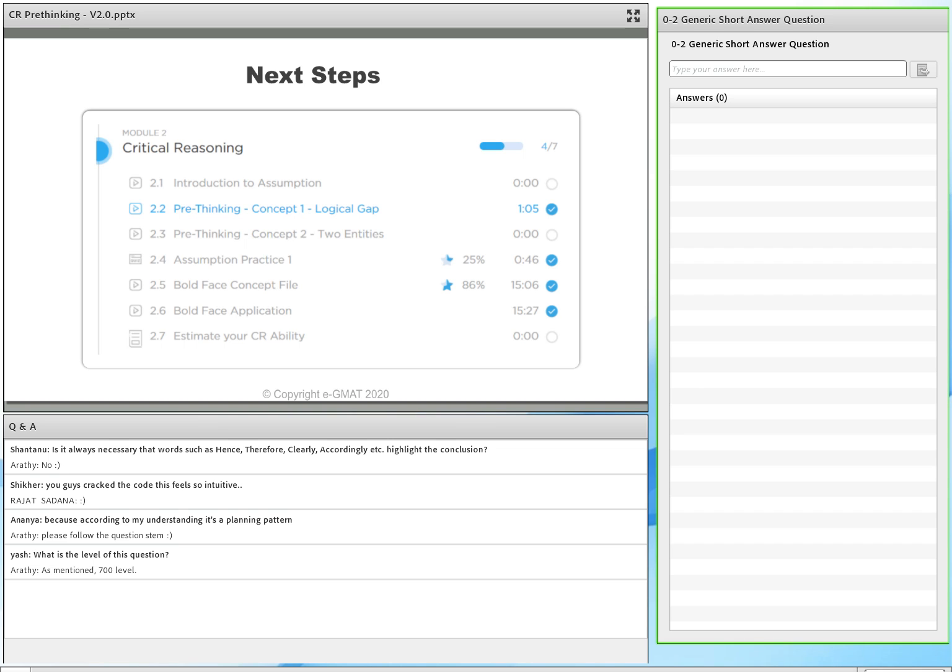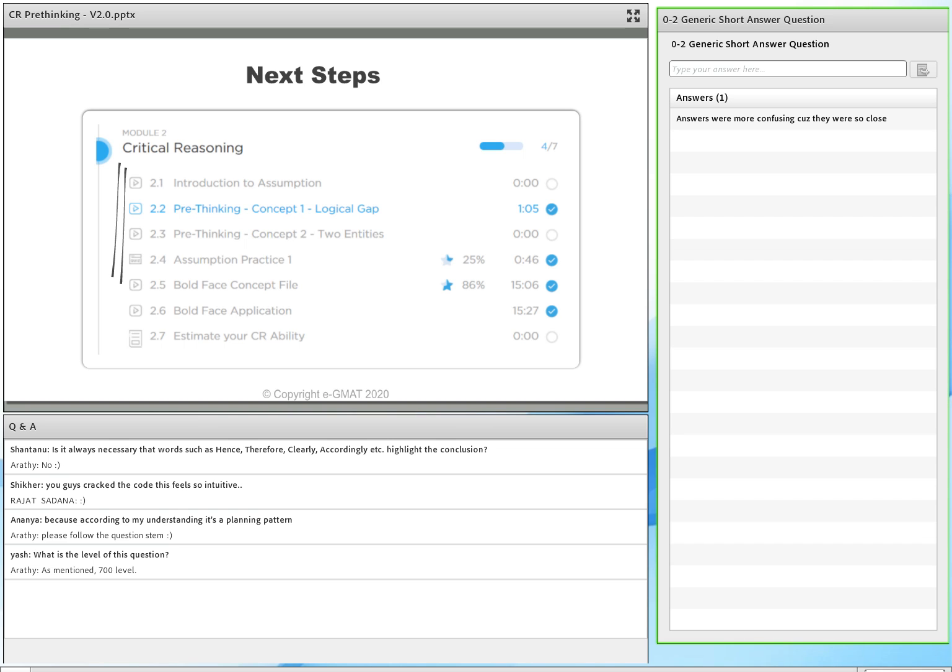So what are the next steps? Please go through these files. If you're an e-GMAT student, you have the paid version, which is way more comprehensive. But if you're a free trial student, experiment with this. See if this learning style fits you.